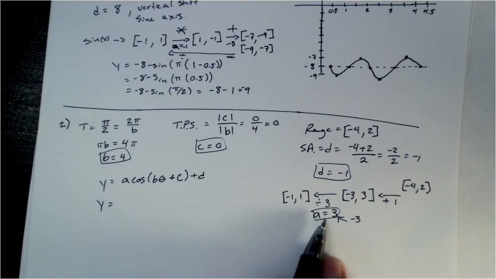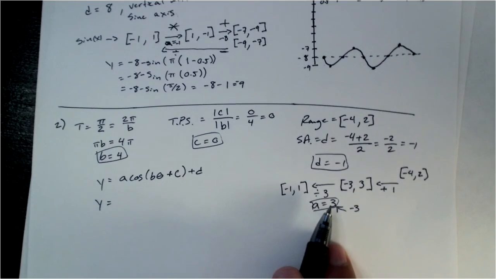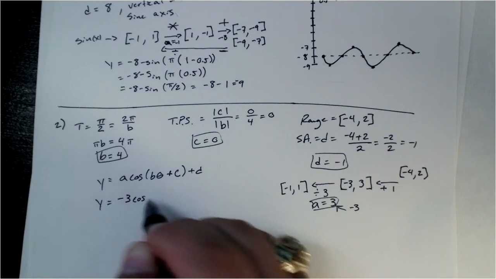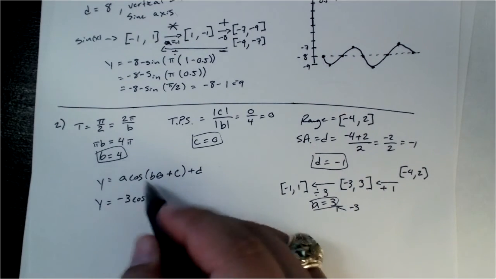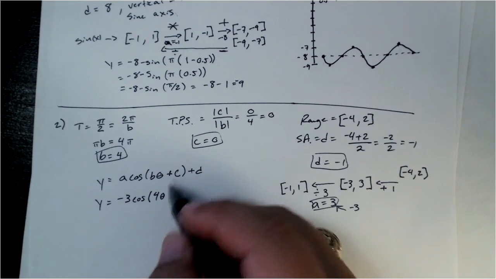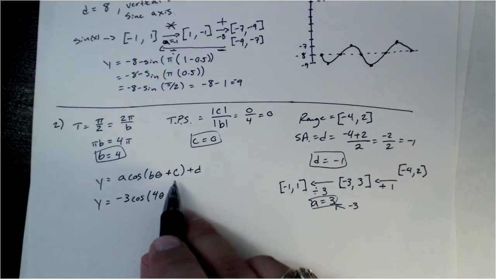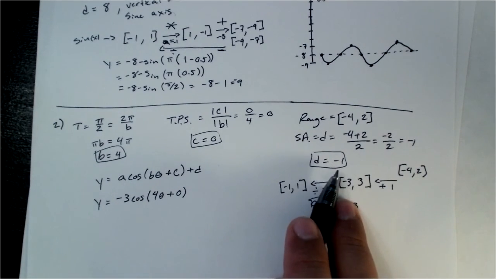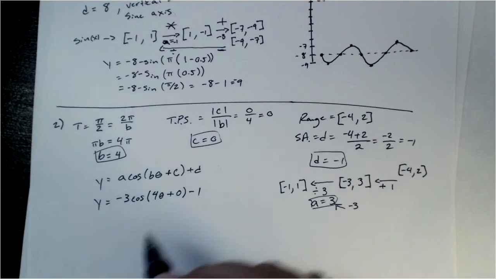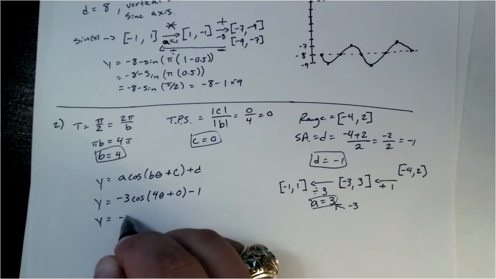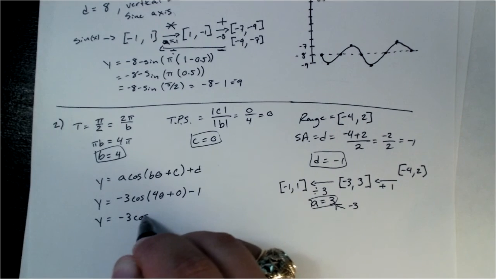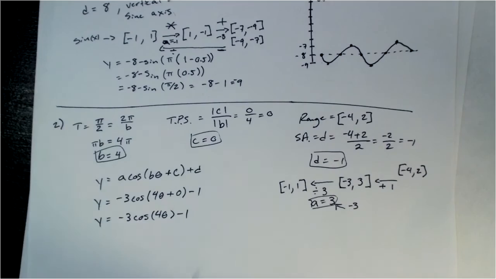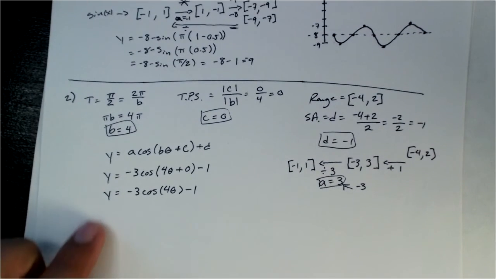So A, we said, was 3, but because we're flipping it, it's got to be a -3 cosine. B, we said, was 4 theta, plus C, which is 0, plus D, which in this case is -1, so -1. So then what our equation ends up looking like is -3 cosine of 4 theta minus 1. Okay, and that would be our equation.